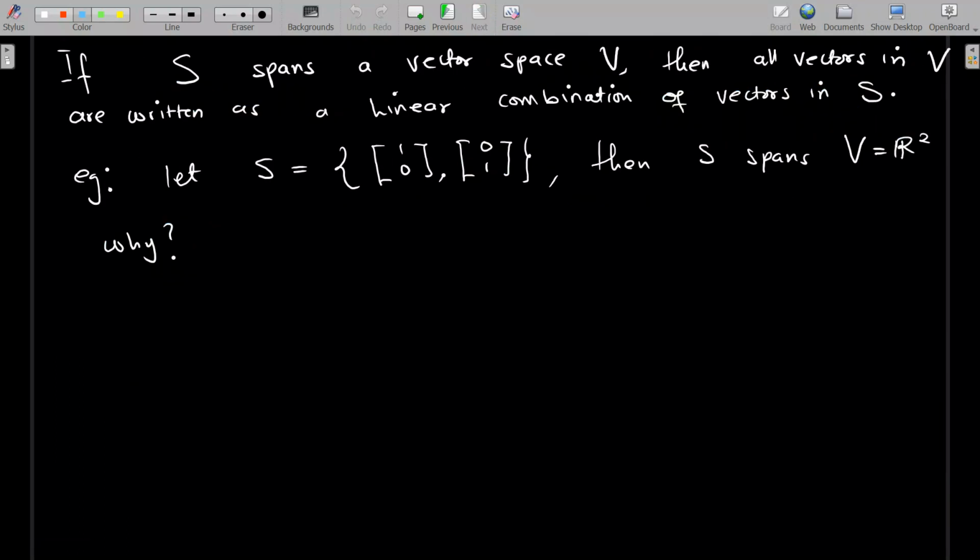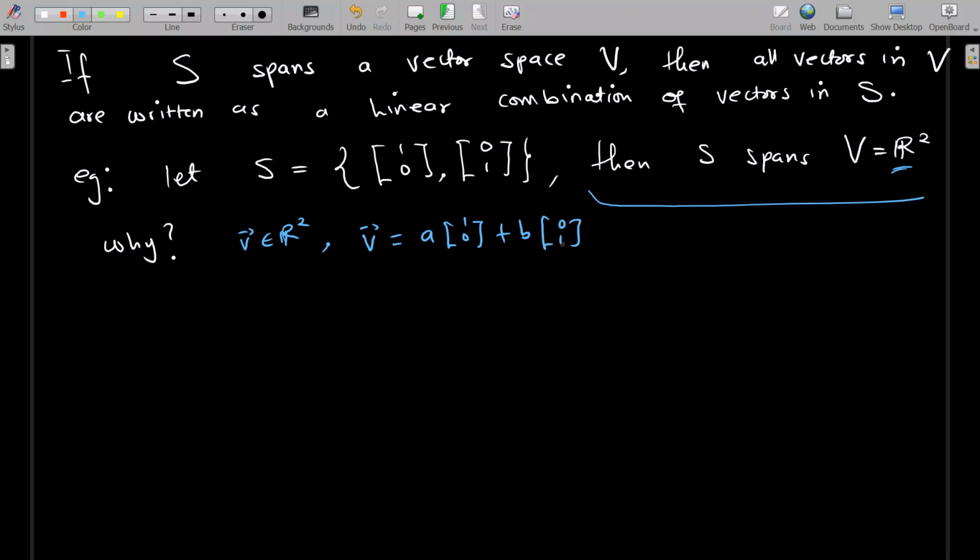Now, if S spans a vector space V, then all vectors in V are written as a linear combination of vectors in S. I mean, that's what I said, and exactly that's what I have here. So if I have S to be (1, 0), (0, 1), then S spans V, right? V equals R2. So what I actually said was, if you have any vector in R2, then that vector can be written as some constant times (1, 0), plus another constant times (0, 1), right?